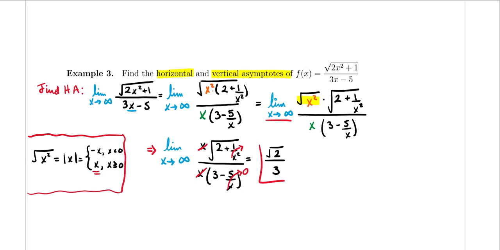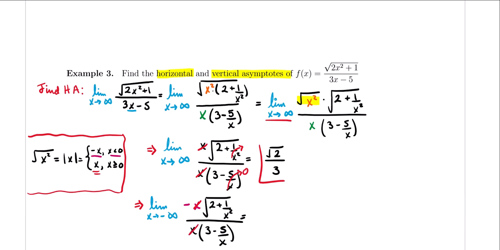Okay, but what if we take the limit as x now approaches negative infinity? If that's the case, then if we take a look at the square root of x squared, since the x is approaching negative infinity, now we're picking the function negative x because we're letting values of x be less than 0. So now this time around, we're going to have a negative x times the square root of 2 plus 1 over x squared all over x times 3 minus 5 over x. And once more, we can go ahead and cancel out the x's.